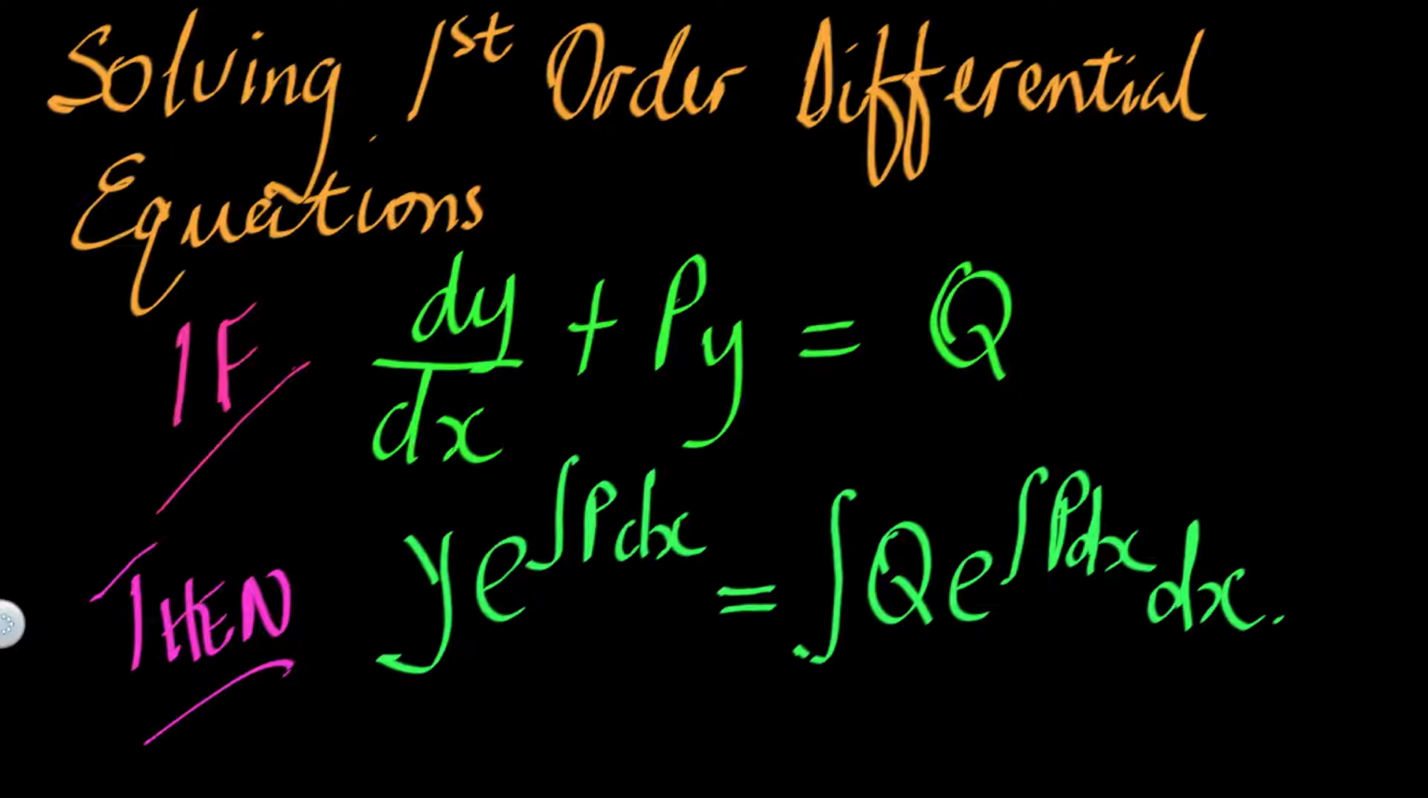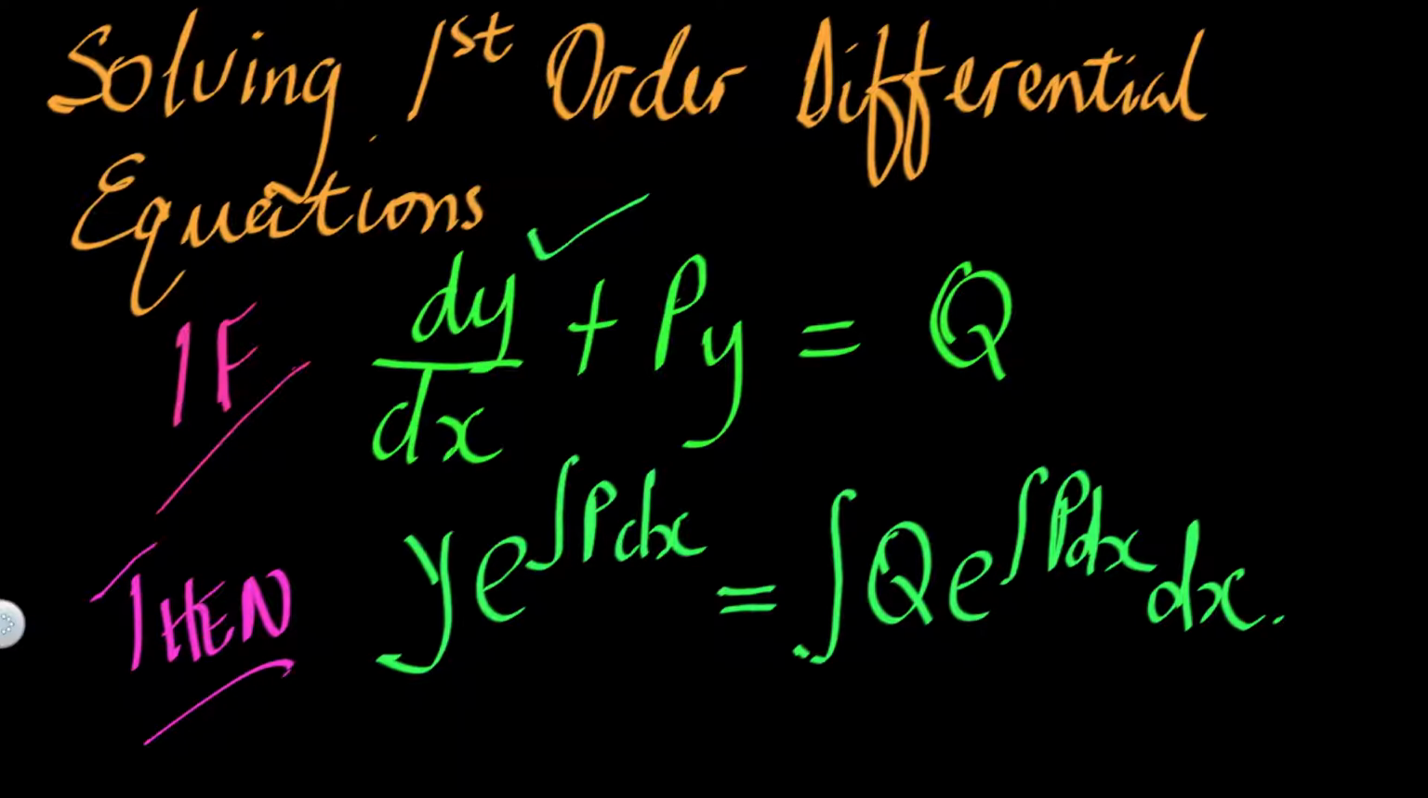What we call a differential equation is an equation which contains differential coefficients. So what we have here is a differential equation because it contains dy/dx, which is a differential coefficient. It is first order because dy/dx is a first derivative. If it contained a second derivative, it would be called a second order differential equation.